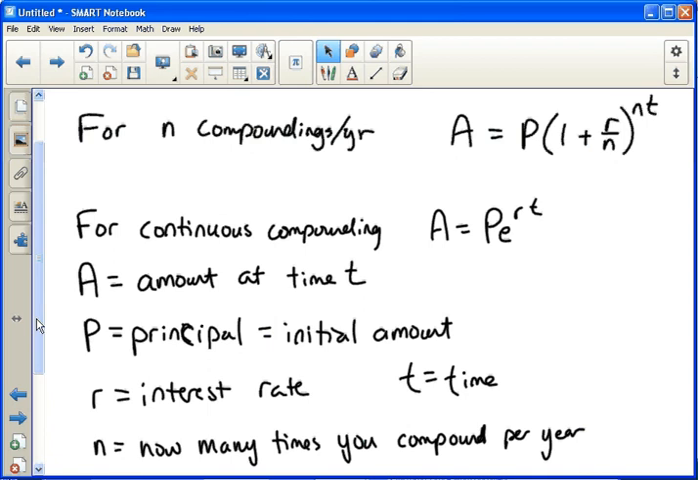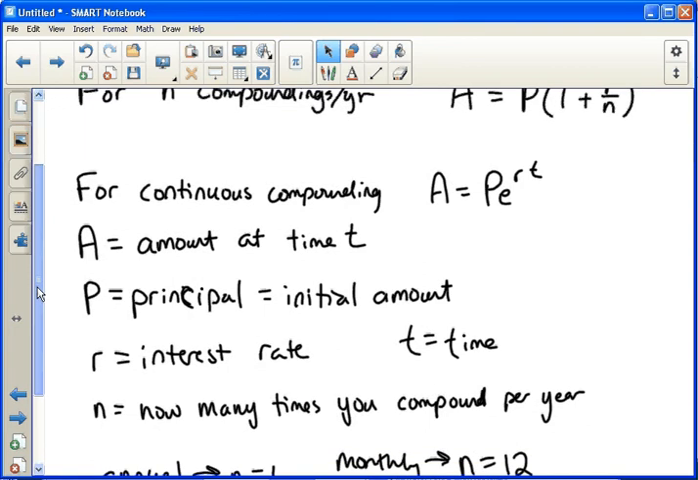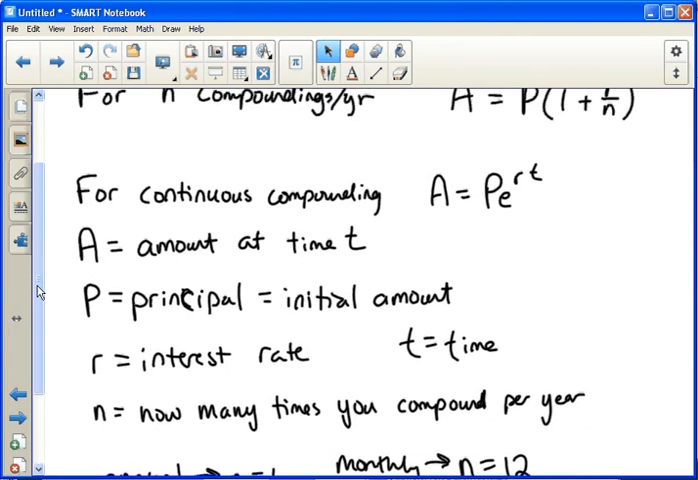P, in the real world, is called the principal. It's the amount of money you put down originally, so it's the initial amount, just like we talked about a couple videos ago. So A is the amount you'll have at time t, and P is the initial amount. A is going to change depending on what you plug in for time. P should not. P is a constant. It's what you started with.